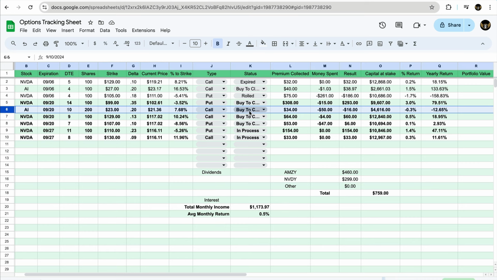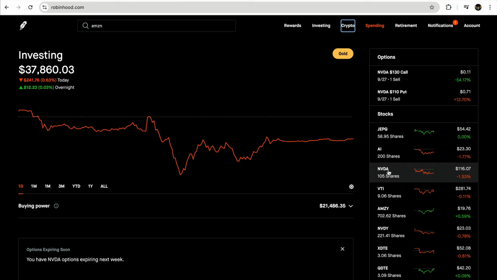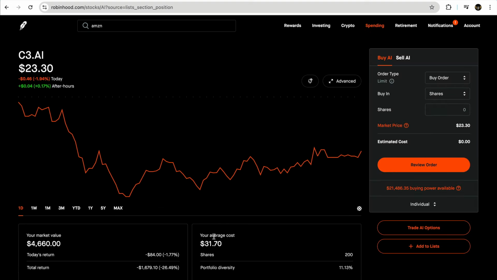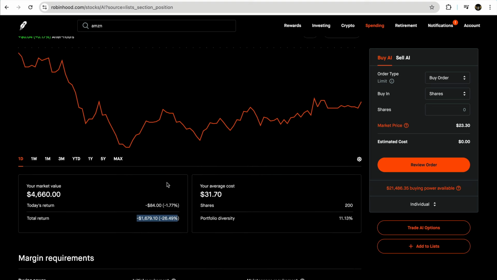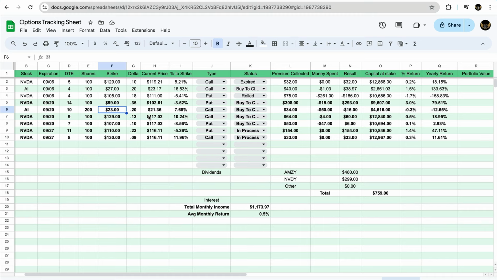Next, I had this AI trade, which I had bought to close. I'd collected $34 on this. Strike price was well below my cost, but I decided to make a trade, collect some premium. And again, the price started to go up, so I did a buy to close on this. It cost me $50, so I did lose $16 on this one. The strike price is 23, and AI, I've got a cost of 31.70. I certainly didn't want this to go in the money and be down over $1,000 here. So I bought to close that and just took that off the table.